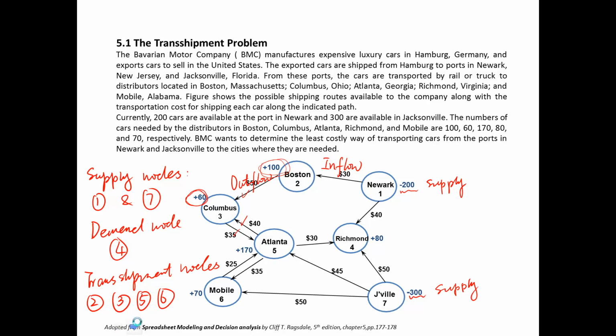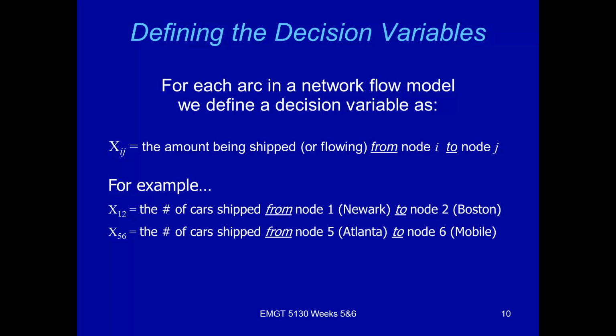Okay, so our decision variable will be xij, the amount being shipped from node i to node j. Just for example, x12 means the number of cars shipped from node 1 to node 2. So with this, we have our decision variables, and for all the transportation, all the network problems, this is the general way that we define the decision variables. It's always xij, using the subscript to represent the from node and the to node.